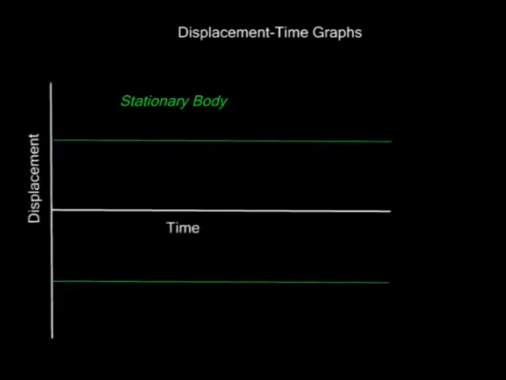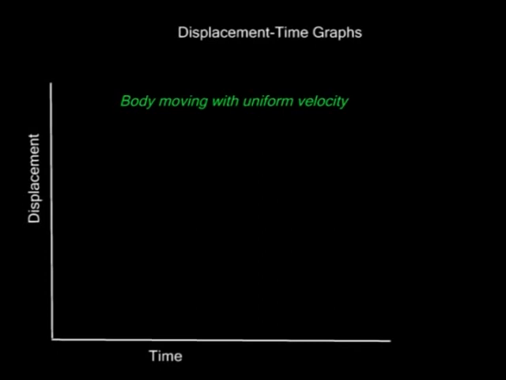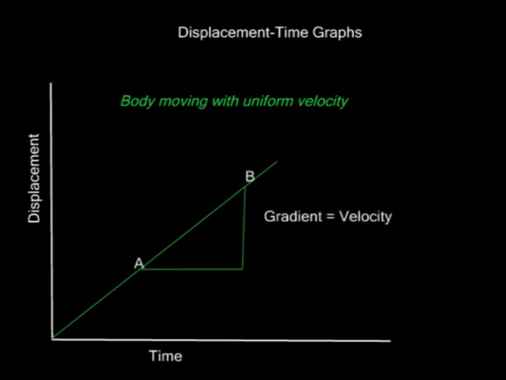Displacement time graphs. The displacement for a stationary body does not change with time. However, displacement is a vector quantity, and therefore the position of the body may be negative or positive relative to the observer. The displacement of a body moving with uniform velocity changes uniformly at equal intervals of time. The graph of displacement against time is a straight line. The slope or gradient of a displacement time graph gives the velocity of the body.